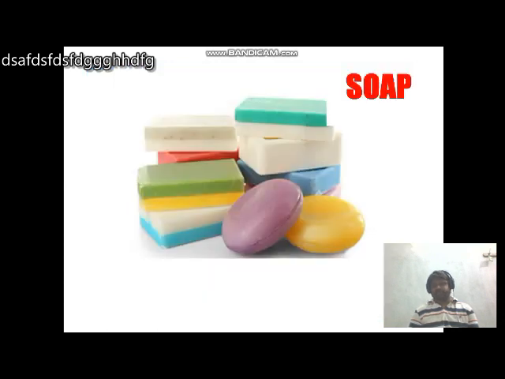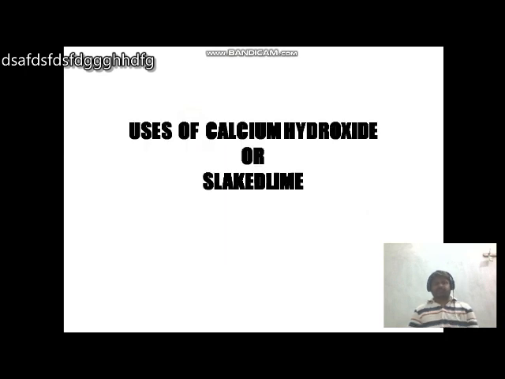Next, soaps. So here in our surroundings, so many soaps are present. In that soap, most probably we are using sodium hydroxide, that means caustic soda, which has a basic nature.